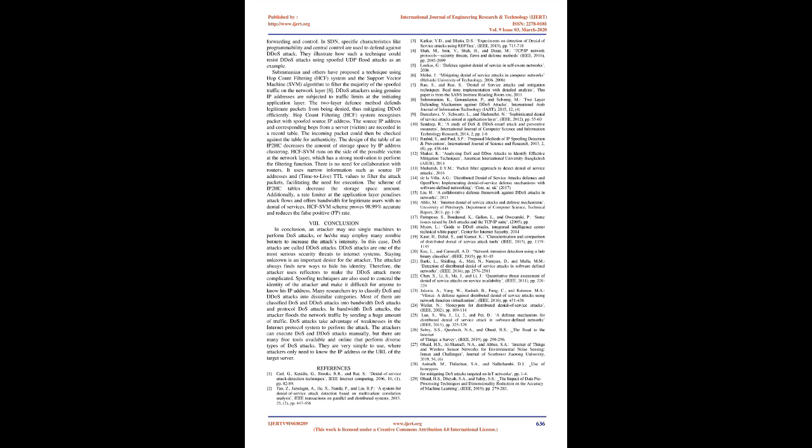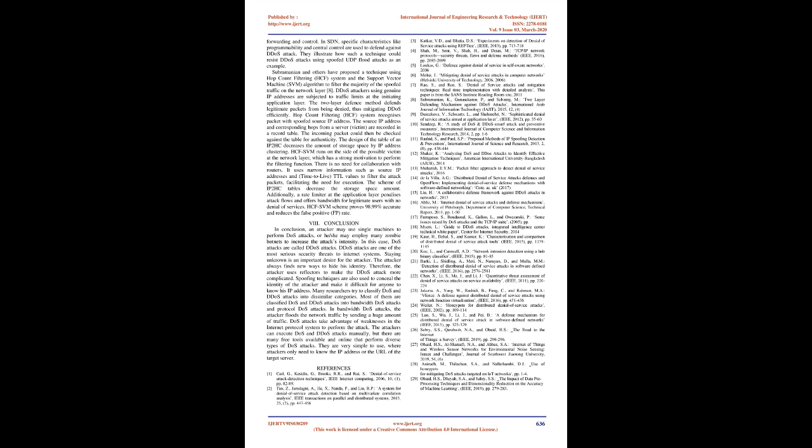The hop count filtering, HCF, system recognizes packets with spoofed source IP addresses. The source IP address and corresponding hops from a server, the victim, are recorded in a record table. The incoming packet could then be checked against the table for authenticity. The design of the table of an IP2HC decreases the amount of storage space by IP address clustering. HCF SVM runs on the side of the possible victim at the network layer, which has a strong motivation to perform the filtering function. There is no need for collaboration with routers.